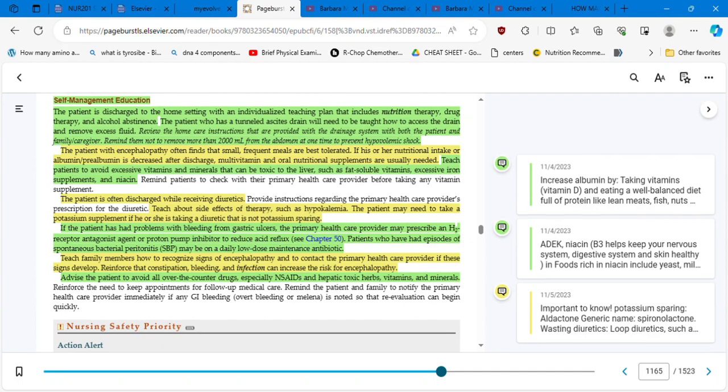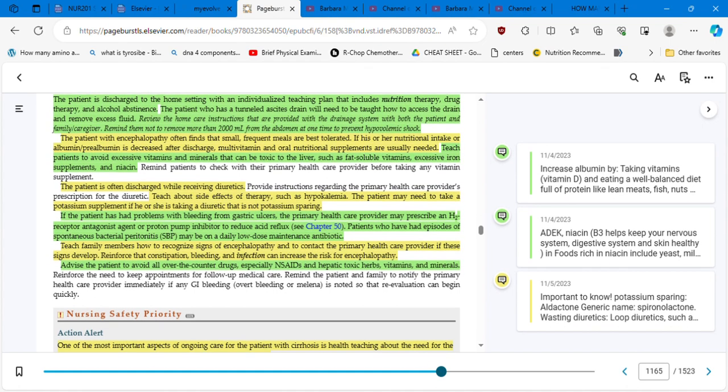And we have to provide all this information in terms of patient education, not only to the patient but the family: the diet, the restriction in sodium, to eat frequent meals. His or her nutritional intake or albumin, prealbumin is decreased after discharge. Multivitamin and oral nutritional supplements are usually needed.